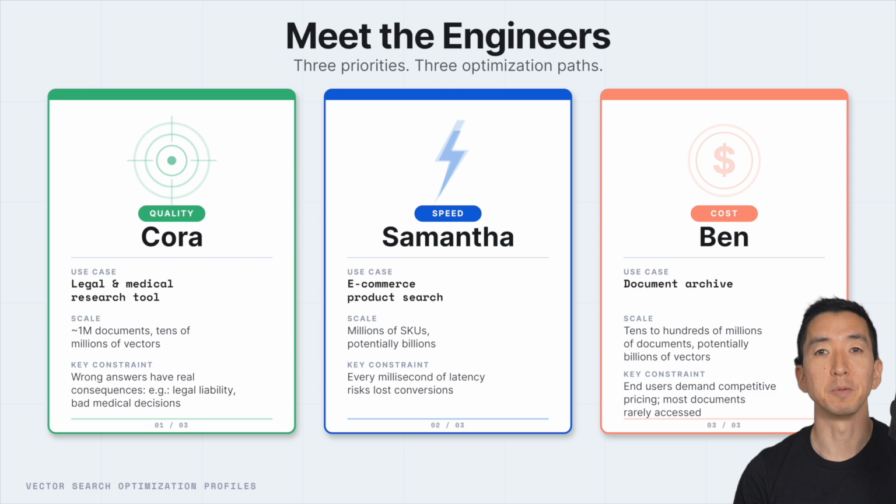Ben is building a document archive. Tens of millions of documents now, hundreds of millions eventually. Potentially, Ben's looking at billions of vectors after chunking. But this is a dusty archive. Most documents are rarely accessed, and his users demand competitive pricing above all else. Ben's job is to keep cost as low as possible.